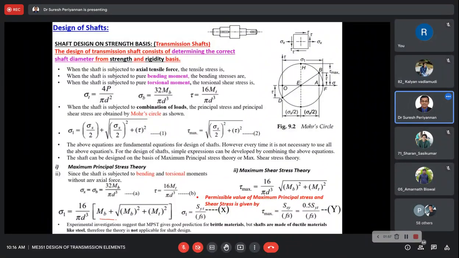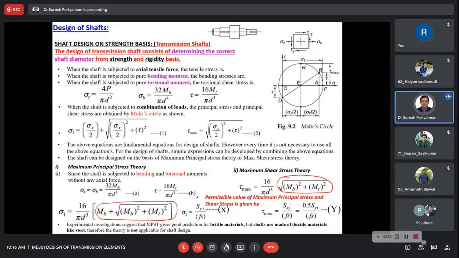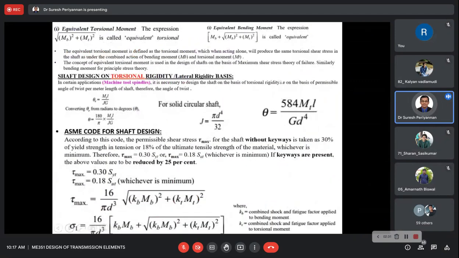This is the equivalent bending moment, based on the maximum principal stress theory we derived. And this is based on the maximum shear stress theory. This is the torsional bending moment, the square root of Mb squared plus Mt squared. This is the permissible value for the maximum principal stress theory, SUT or SYT divided by FS, the factor of safety. This is Ssy, the shear yield point divided by the factor of safety. That is what we discussed.